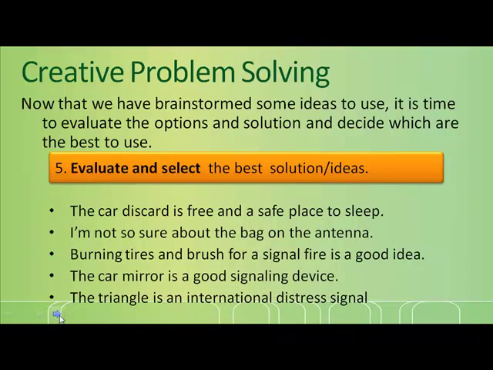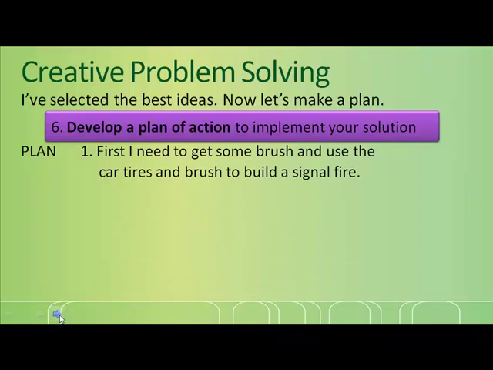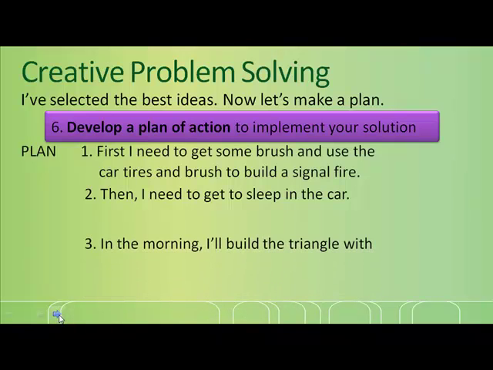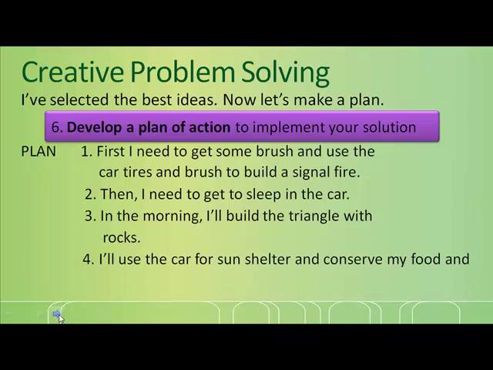Develop a plan of action. First, I need to get some brush and use the car tires and brush to build a signal fire. Then I need to get to sleep in the car. In the morning, I'll build the triangle with rocks so a plane can spot it from the sky. I'll use the car for sun shelter and conserve my food and water until rescue help comes. It's time to put my plan into service.